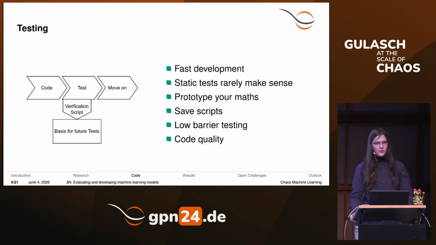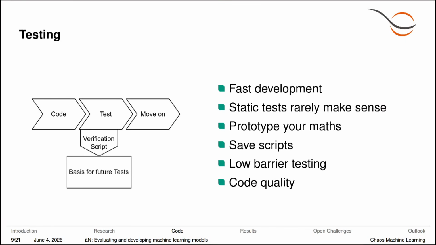Now, of course, you should test. However, you also want fast development, and if you test everything meticulously, you won't have fast development. So static tests make sense when you test things like, is my data set correct? Do I have the correct splits? Things that always stay the same. But if you have a model implementation that changes 20, 30 times over the course of the project, it does not make sense to have a static test for that.